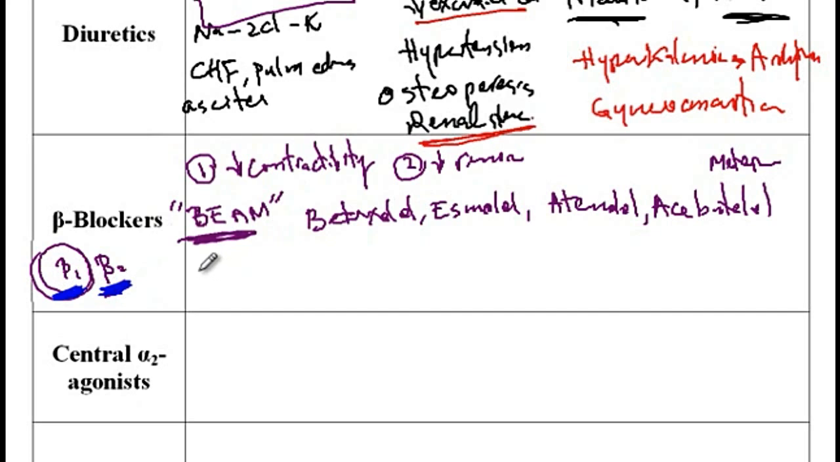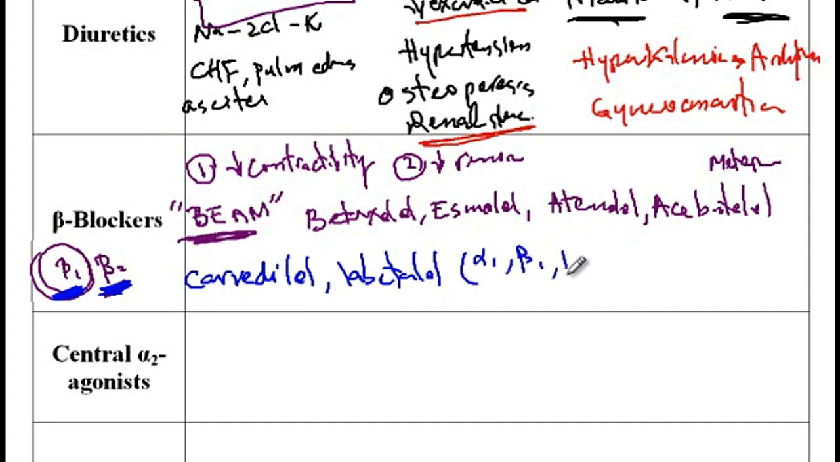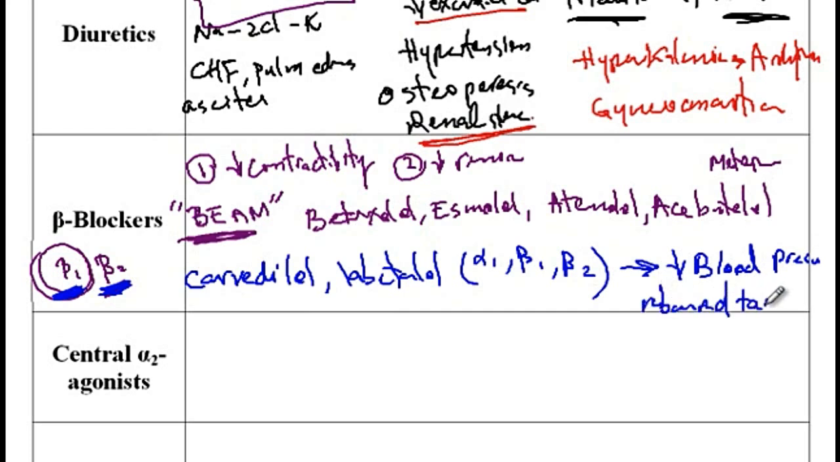So examples of these medications include carvedilol and labetalol, which block alpha 1, beta 1, and beta 2, and thus they would decrease blood pressure without causing a rebound tachycardia, because they would dilate the vessels, but at the same time they stop the heart from beating, so it would not cause any rebound tachycardia.